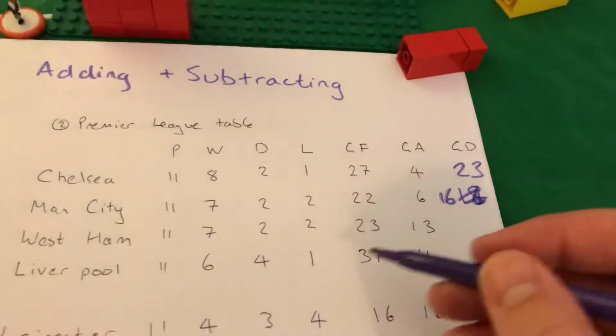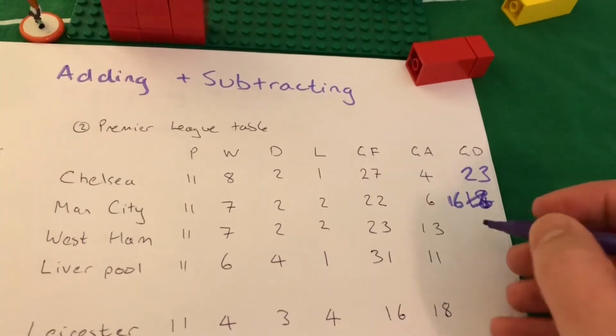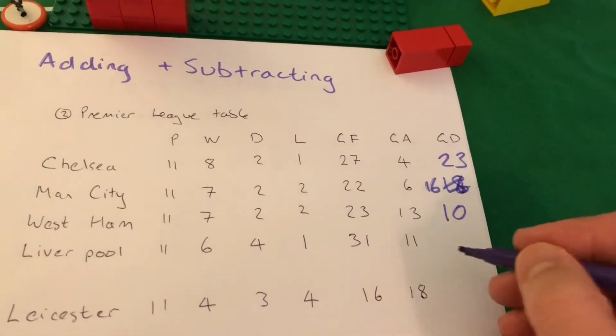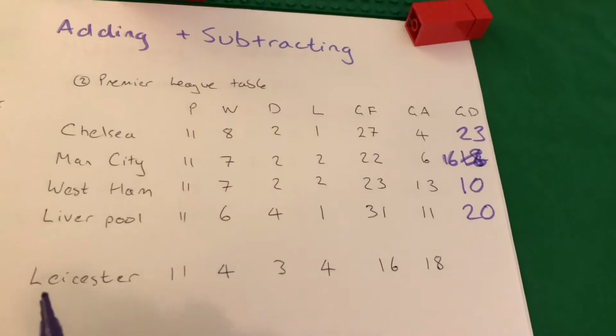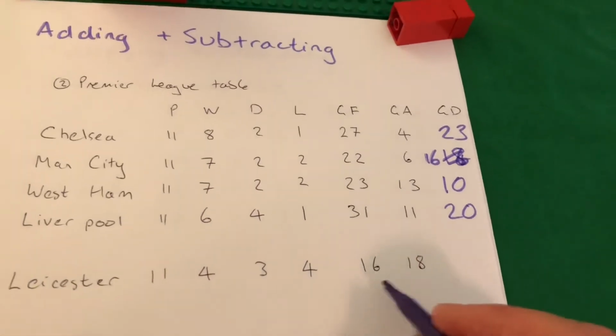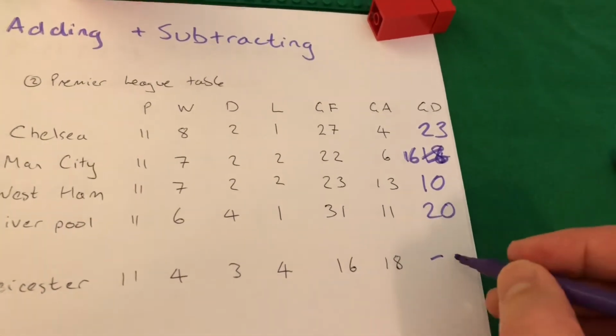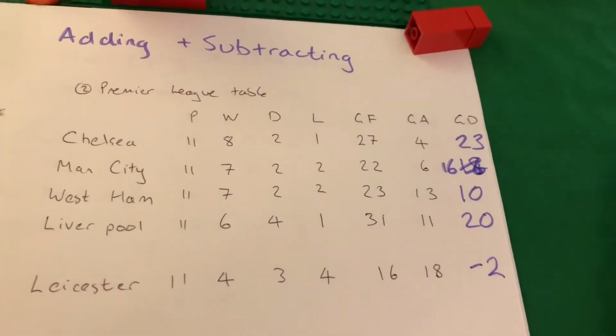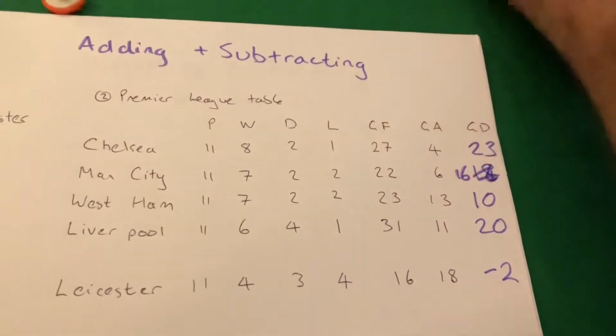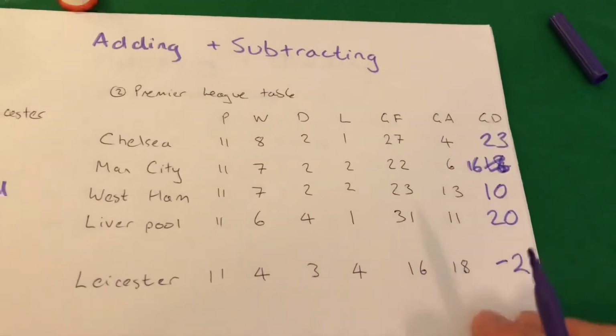And similarly, I could work out the other goal differences. 23 minus 13 is 10, 31 minus 11, 20. And looking at Patson Daka's Leicester, 16 minus 18 actually gets us into negative numbers, minus 2. So their opposition have scored more goals than Leicester have. Okay, so that's adding and subtracting.